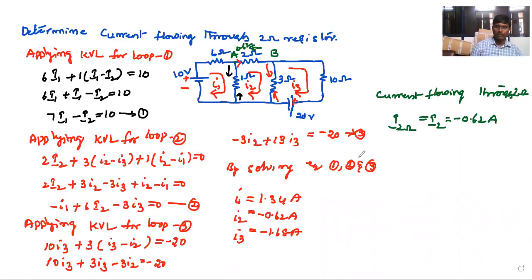Suppose you want to calculate the current flowing through 1 ohm. So what is I 1 ohm? I 1 ohm is equal to I1 minus I2. If you want to calculate I 3 ohm, it is I2 minus I3. You can get I1 and I3 also. So once you solve the mesh equations, you can find the current flowing through any resistor present in the network. Okay? So if you have any questions, ask.